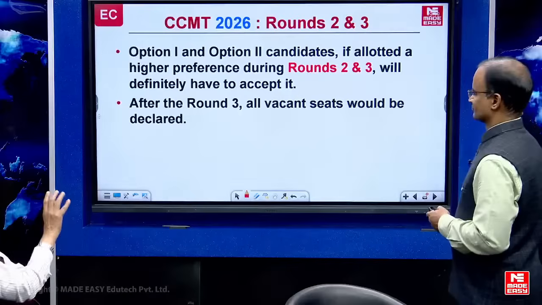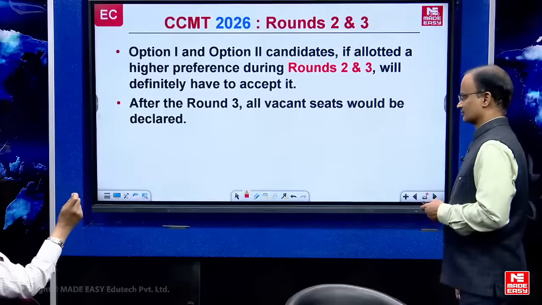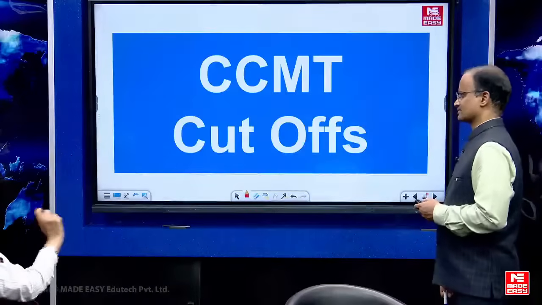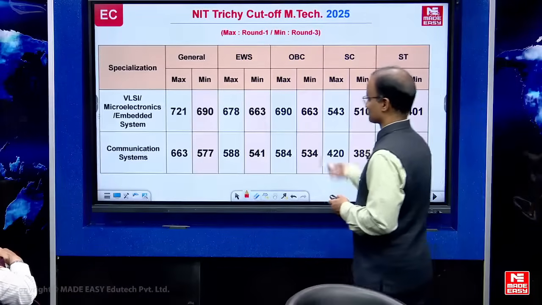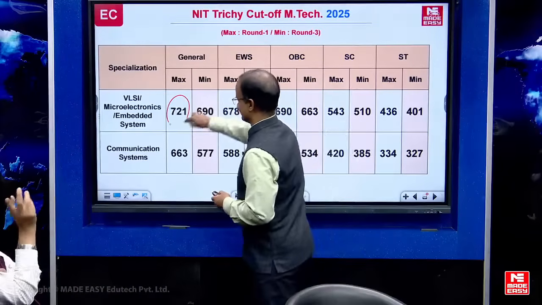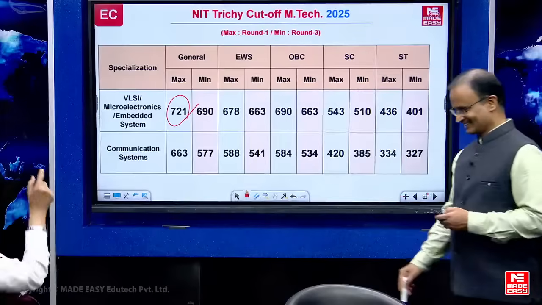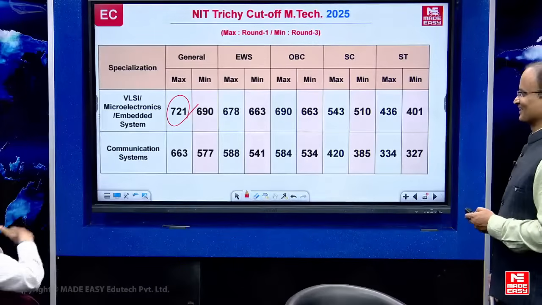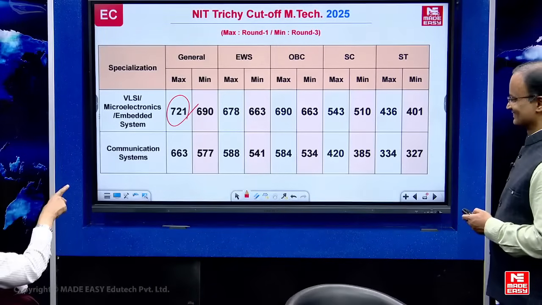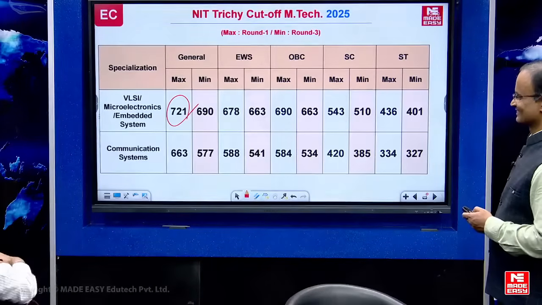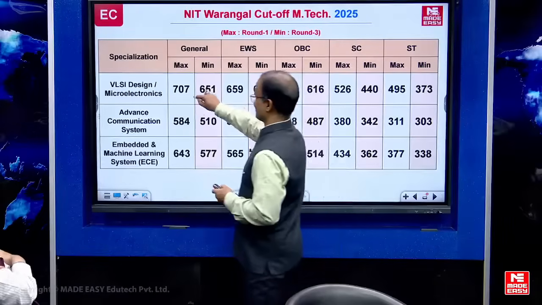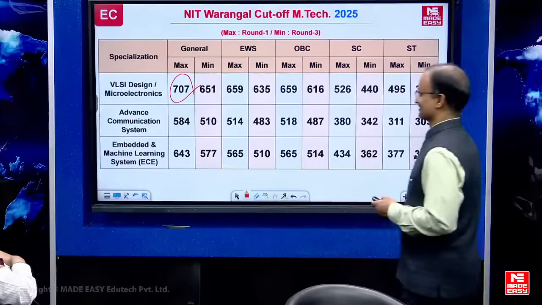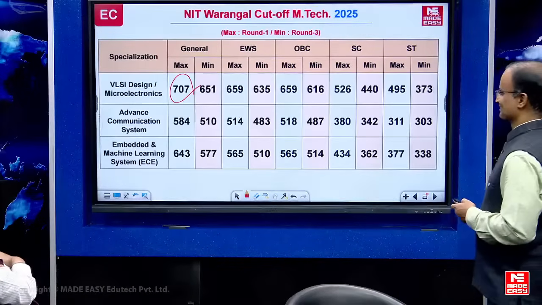CCMT process is again the same. We'll just run through the cutoffs so that you can take a look at them. Yes, sir. Look sir, here the cutoff is a bit higher compared to the new IITs, which have a lesser cutoff in comparison with NIT. 721 has come. And 690 is the closing of round 3 incidentally. Here also, look sir, Warangal is also higher. NIT Warangal 707 going down to 651 in the worst case.